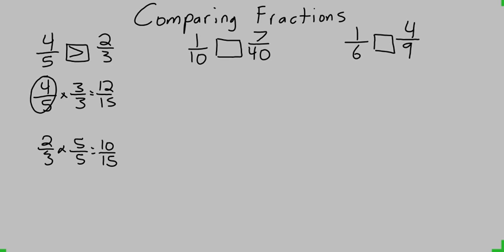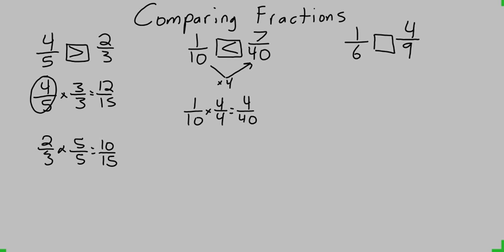All right, so here I've got 1/10 and 7/40. Well, I can turn a 10 into a 40 if I multiply by 4. So I'll have 1/10, multiply by 4 over 4, and I get 4/40. Well, 4 is less than 7, so 7/40 would be greater.